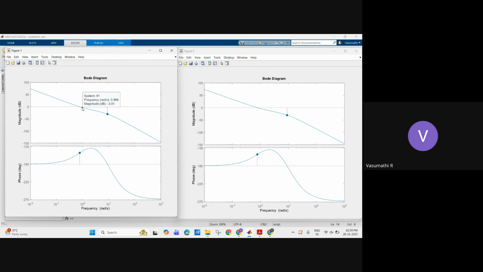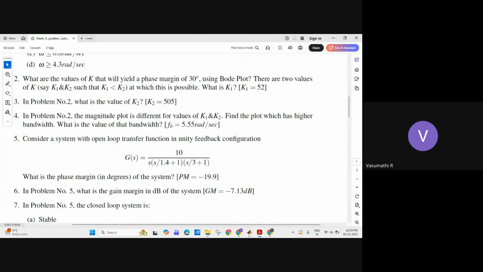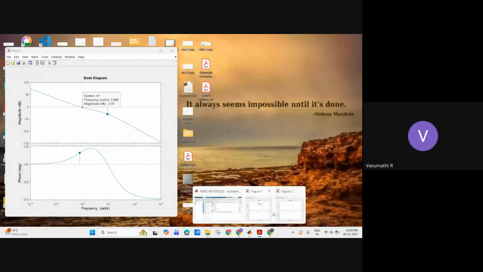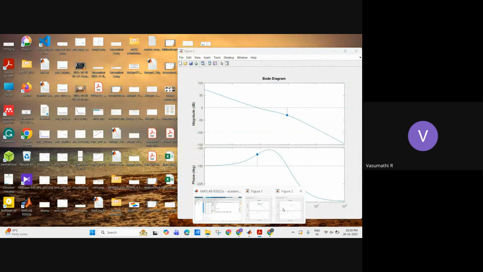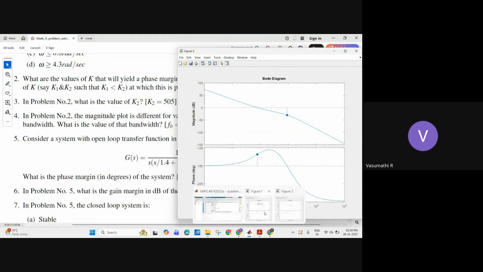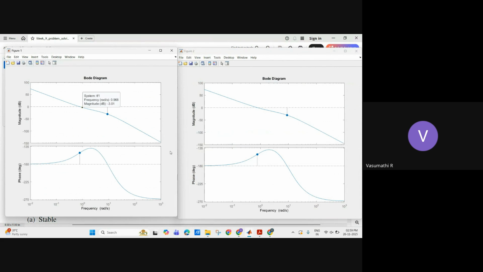Okay, that's it. If it has been asked in radians per second, it was given in radian per second, right? But we have gotten it in degrees. So just make a conversion from degrees to radians per second. That's it. That's the answer for the bandwidth. So while you're solving your problems, it's also given in radians per second only.